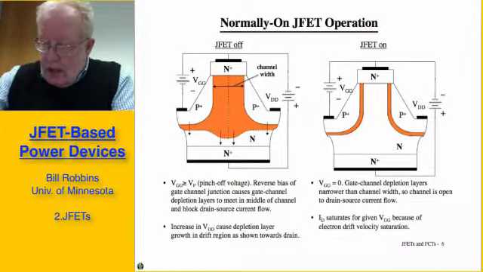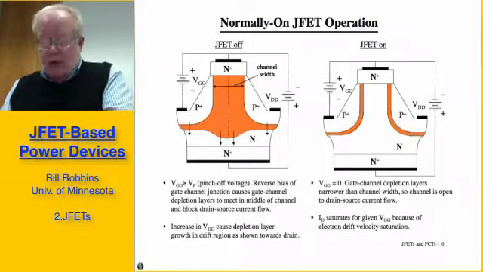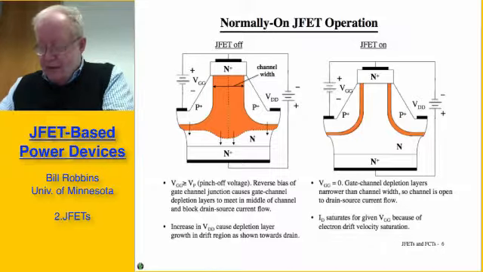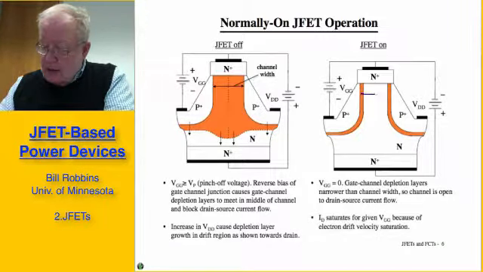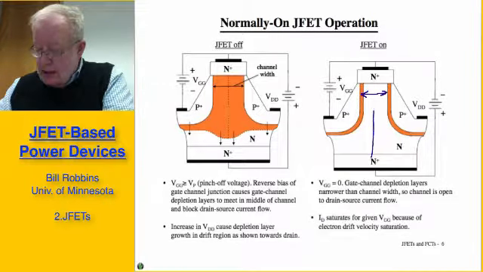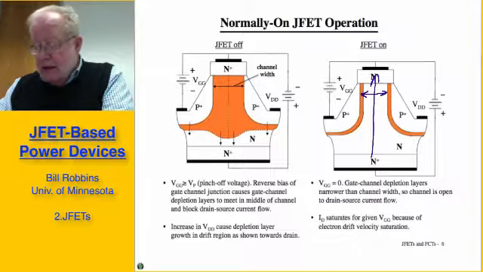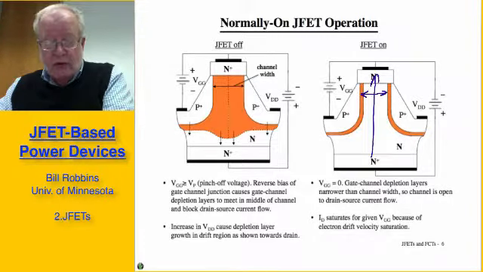Now I'm going to go back and talk about the operation of the normally on JFET. In the normally on JFET, the channel is completely open at zero bias, just the opposite. I'm over here on the right hand side, where the JFET, when it's normally on, when you have 0 bias between the gate and source, the depletion layers are shrunk back against the metallurgical junction, and essentially the complete channel width is available for current flow.